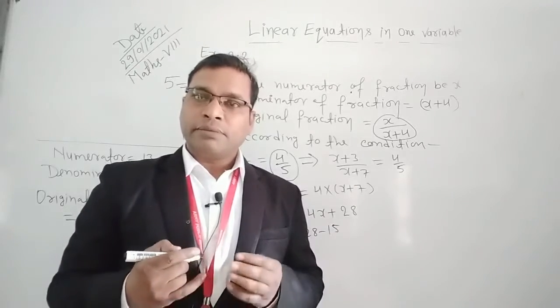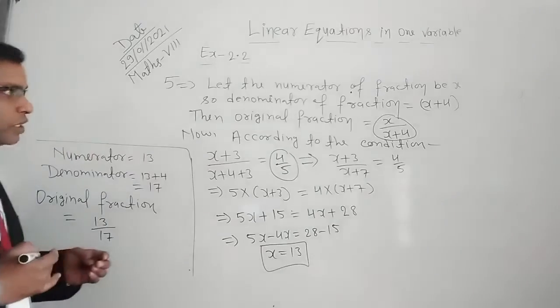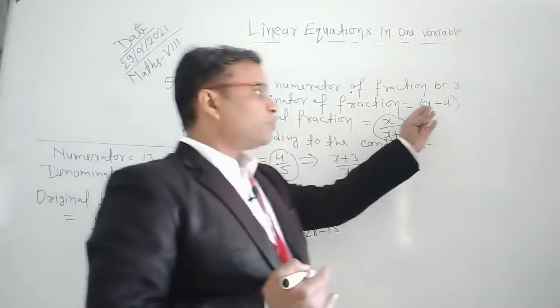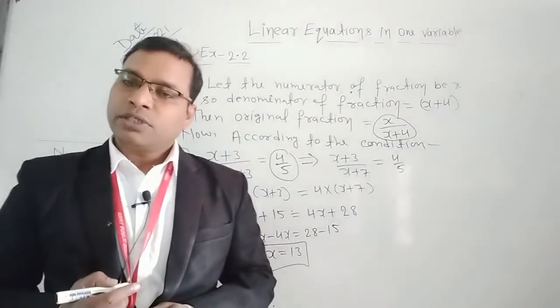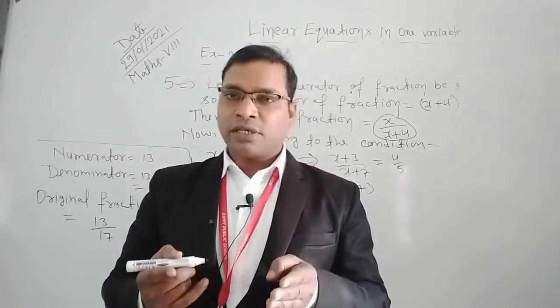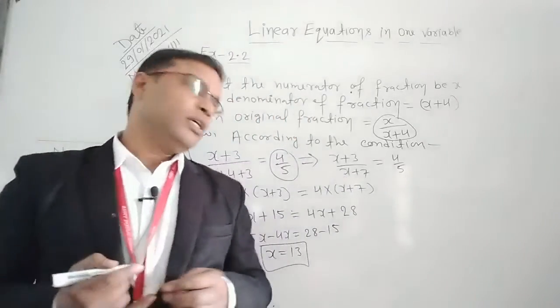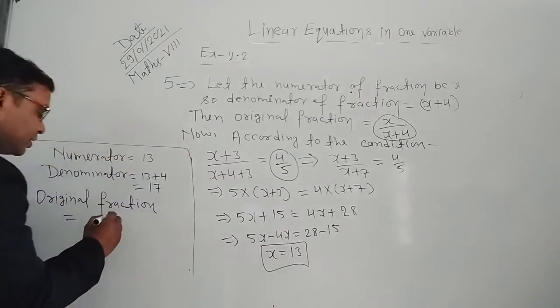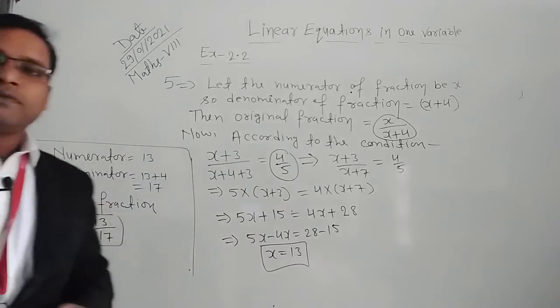So what is our denominator? Here we let denominator be x plus 4. So our denominator is equal to 13 plus 4. This is equal to 17. So 17 is our denominator. So what is our original fraction? Obviously you can say our original fraction is 13 by 17. So here you can see this is our original fraction. Students, I hope all of you understood this question.